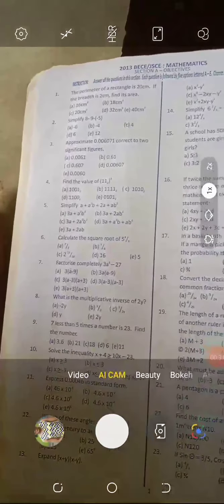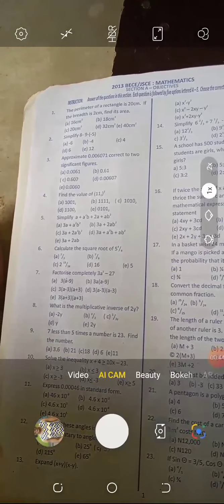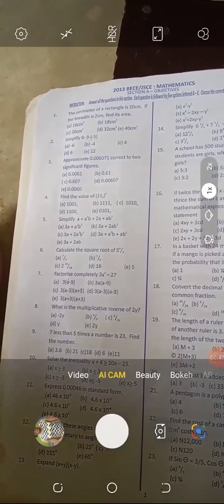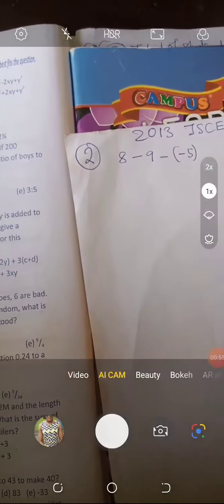So we are still solving 2013 WAEC JSCE, that is WAEC Certificate Education, Basic Education Certificate and all that. So mathematics, we look at the OBJ section A, OBJ, that is objectives exams. We look at question number 2. I have repeated it here, question number 2, and the question says simplify.